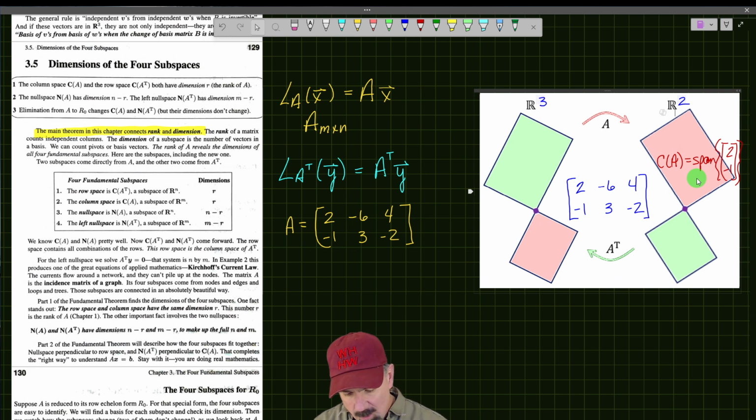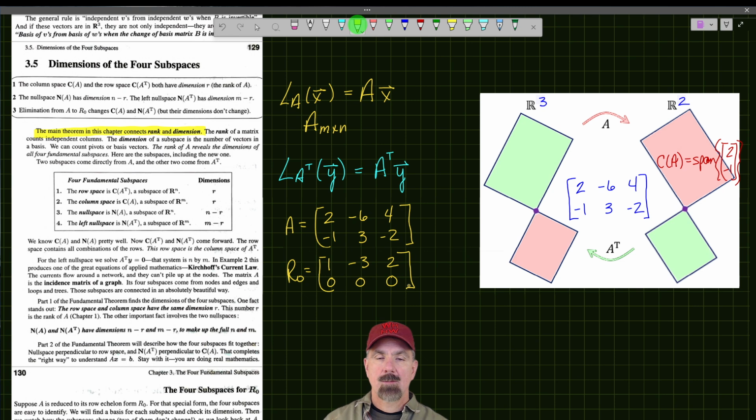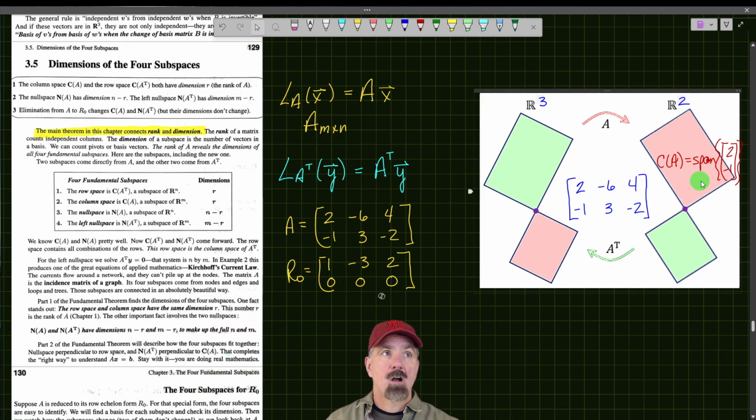Let me write down the RREF, and I'm going to write this down as R0 using Strang's notation. So this would be 1, -3, 2, 0, 0, 0. So we can tell what the rank is. The rank is the dimensionality of the column space. The column space has dimension 1 because A has rank 1.